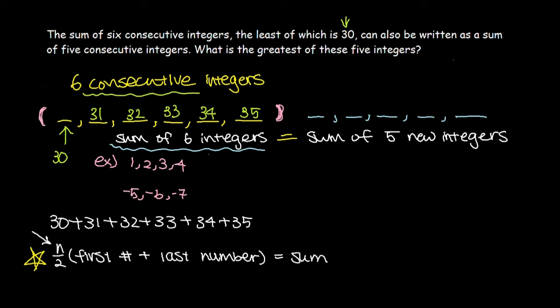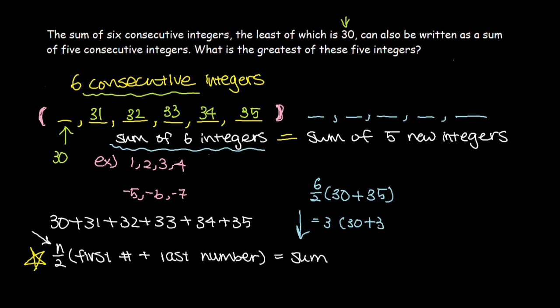So in this case, if we use this formula, let's just plug in the numbers then. So 6 is going to be n, because there are 6 numbers in the set, over 2. What is the first number? 30. What is the last number? 35. So you just got to solve this, and that's a way shorter way to find the sum of the 6 integers.